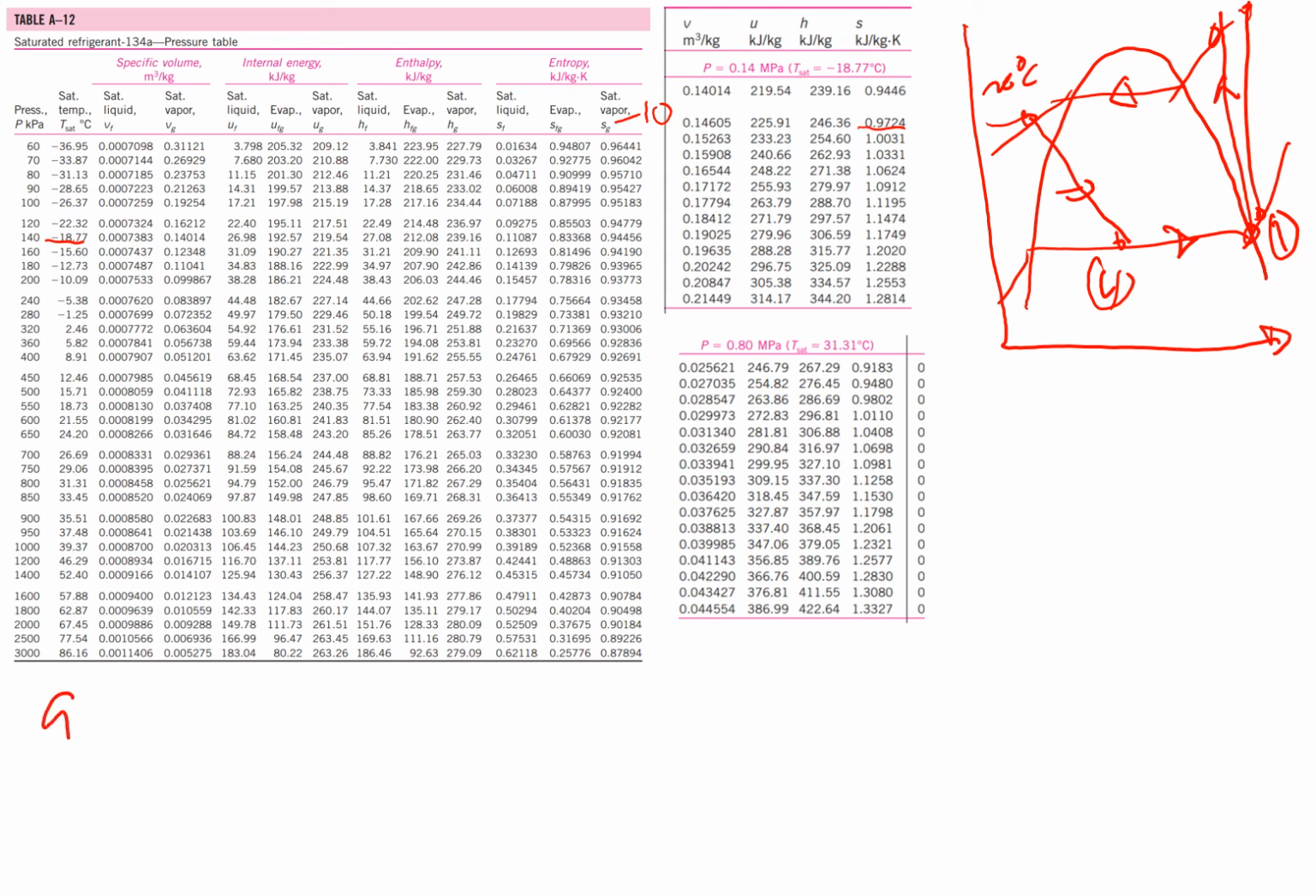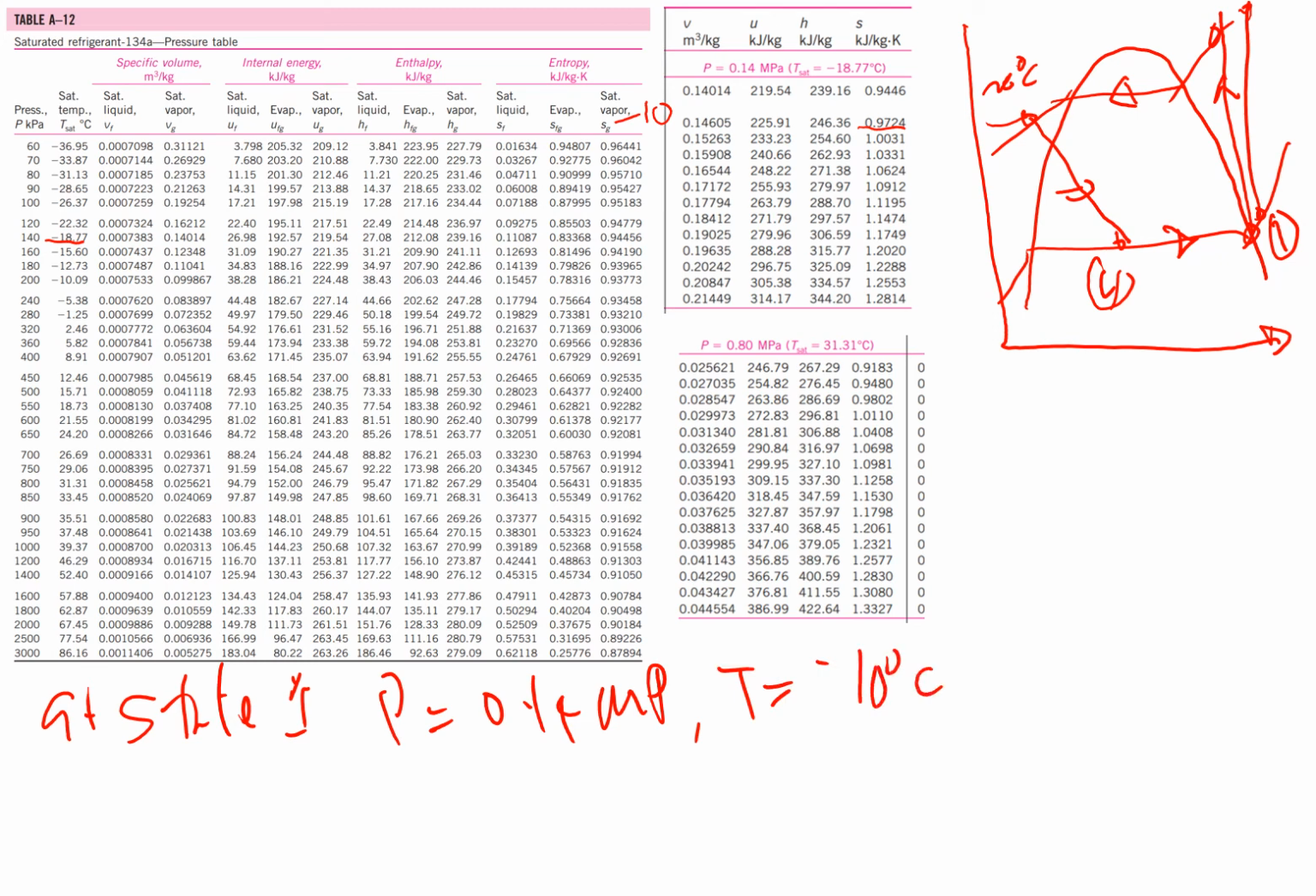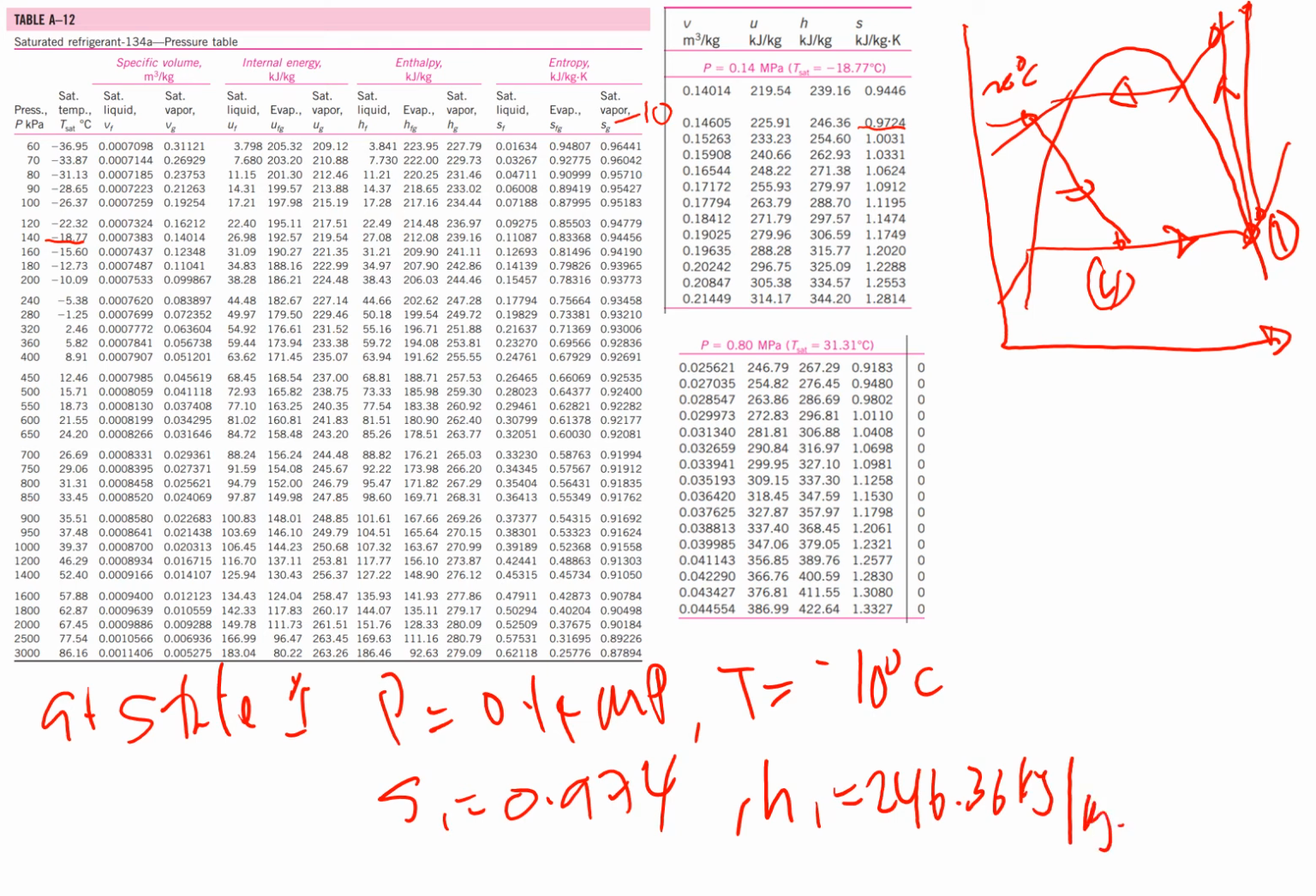Okay, so at state 1, P equal to 0.14 MPa, T equal to minus 10 degrees Celsius. So S1 is equal to 0.9724, H1 is equal to 246.36 kilojoules per kilogram. Okay, so S1 is equal to S2.